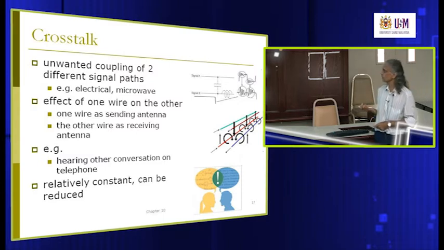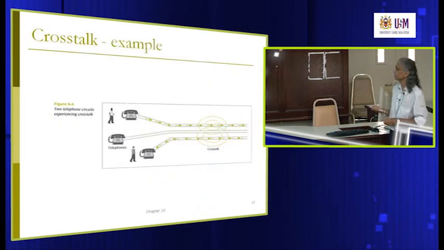So again, crosstalk is constant, but it can be reduced. There are different techniques for that. So this is an example of crosstalk. Two people's voice signals are being sent by two different wires. If they come too close to each other, then there's a possibility that one conversation will be heard on the other side.